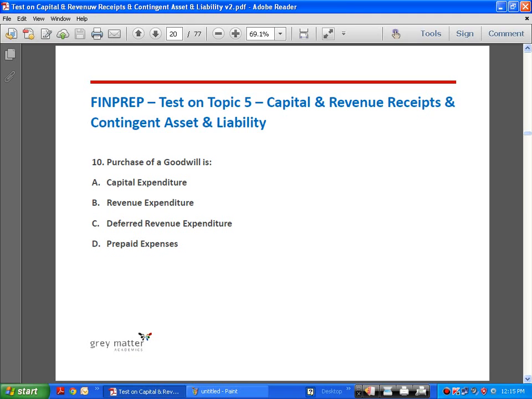Purchase of goodwill. See, capital expenditure need not be purchase of tangible assets only. It can be purchase of intangible assets like brands, trademarks, licenses, goodwill. So all this is capital expenditure. Whether it is tangible fixed assets or intangible fixed assets, the money that is spent on acquiring an asset which is capital in nature is capital expenditure. So purchase of goodwill is capital expenditure. Purchase of technical know-how is an intangible fixed asset, and so it is also capital expenditure.